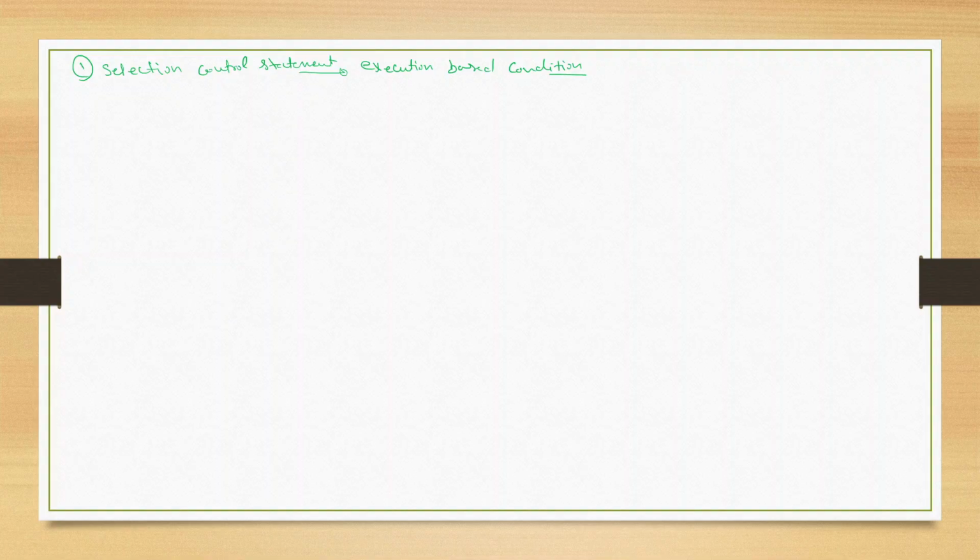In this, first is if else, second is switch case. We can write first if else. If else is a bidirectional condition control statement which checks a condition, and if the condition is true, some block of statements is executed, otherwise some other block of statements is executed. This is the definition.